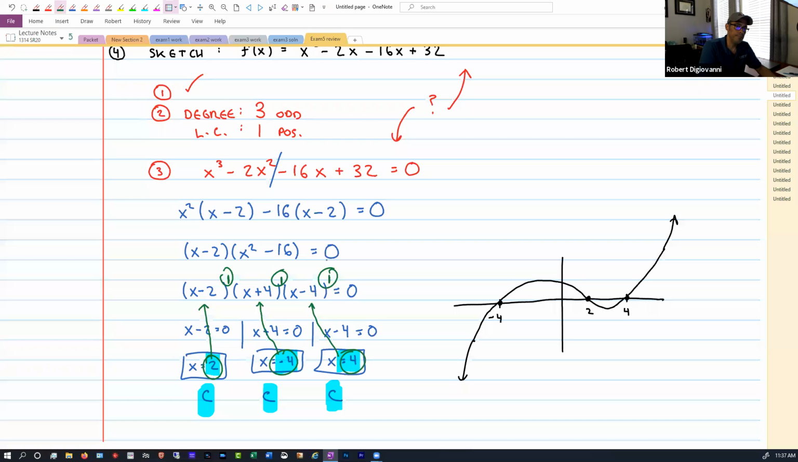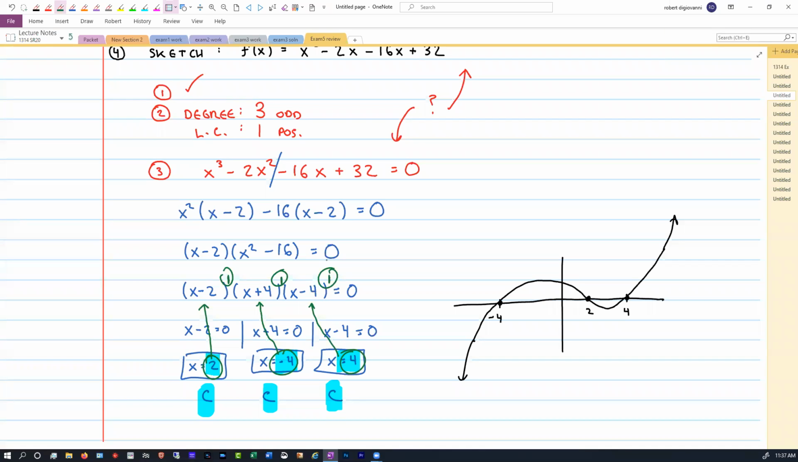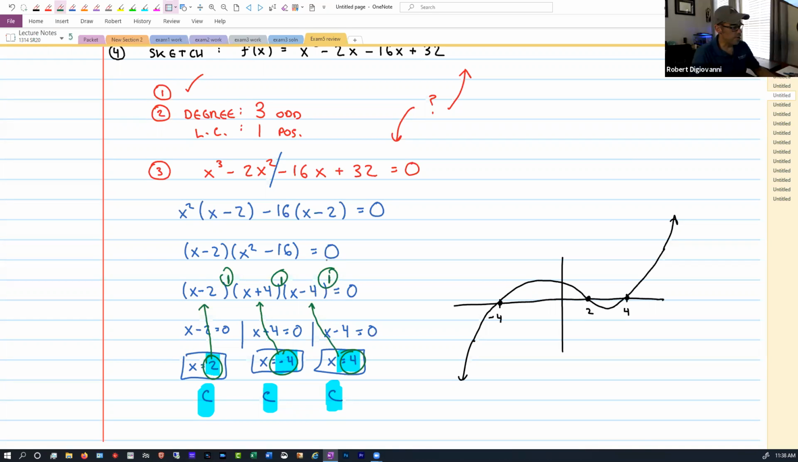Is that clear? Yeah, thanks. Okay. Question, where'd you get the x squared minus 16 from? Okay, so when I did GCF, I looked at the first 2 terms here and I said, what do they have in common? So I pulled x squared out, right? They both have an x squared. And that left me with the x minus 2. And then I looked at the second 2 terms and I pulled out a negative 16 so that I would also have an x minus 2. So I pulled out minus 16.